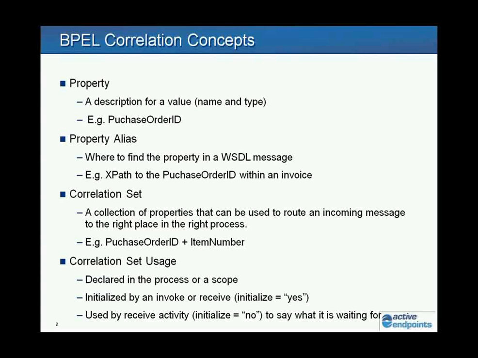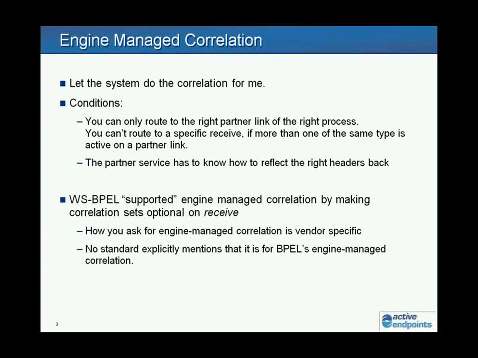But it turns out that the BPEL TC also allowed for engine-managed correlation. The phrase engine-managed correlation doesn't exist anywhere in the BPEL spec. But what it is saying is, if the underlying system has the ability to route messages back to the right instance on its own, then you should be able to use that and not have to deal with properties and property sets and correlation sets and all the rest. So that's what engine-managed correlation is. It's the request for the system to do it for you.